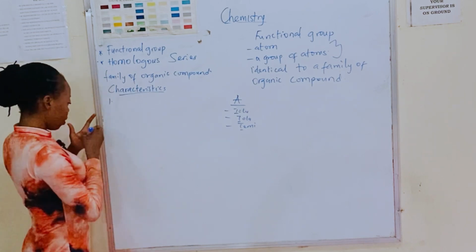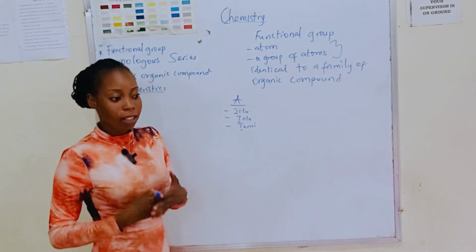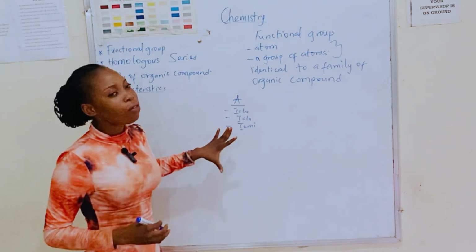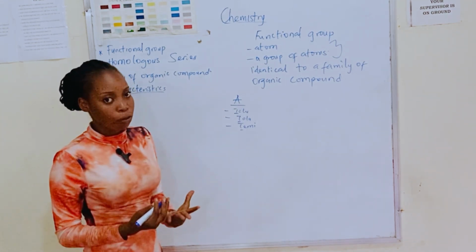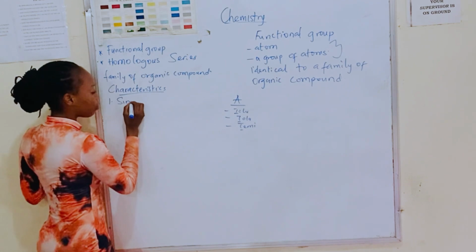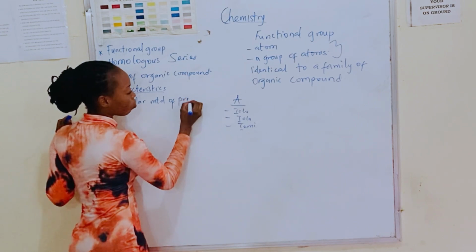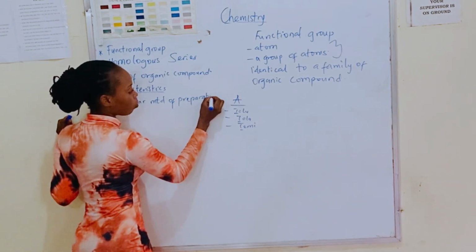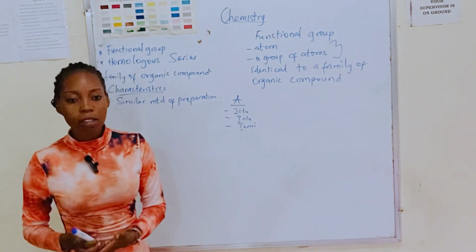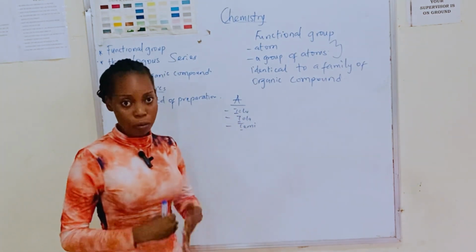The first one is that if you have any compound in a particular homologous series, let's say you have 10 compounds in a particular homologous series, all of them have the same method of preparation. That means that you will prepare all of them in the same way. There will be slight differences such as temperature change, but you would have a general method of preparation for all of them.